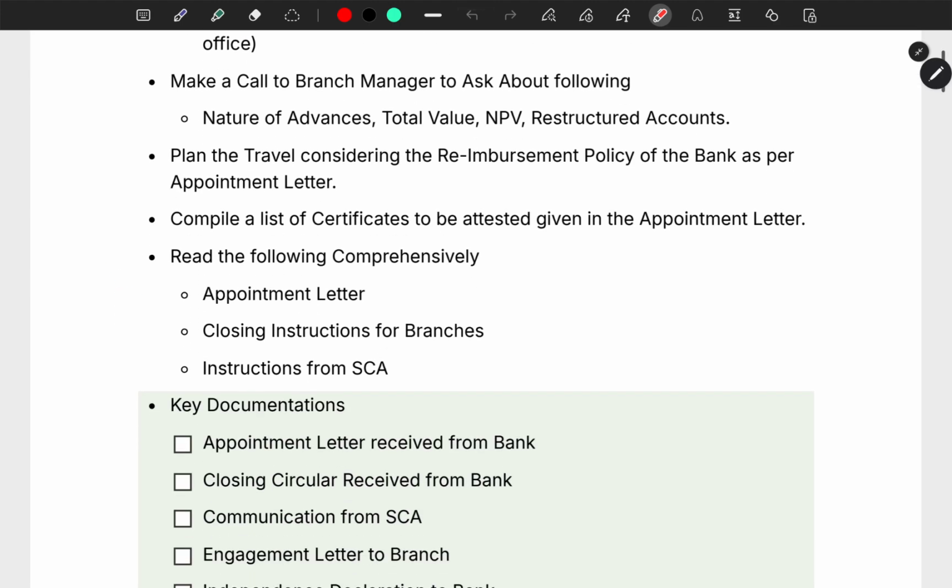Okay, now what you have to do is make the call to the branch. What is calling the branch? The call is to understand preliminarily what areas are covered. First is the nature of advances, whether the branch has more MSME advances, or whether it has agriculture credit, or whether it has corporate exposure, or whether it has restructured advances, etc. So that is what you want to do.